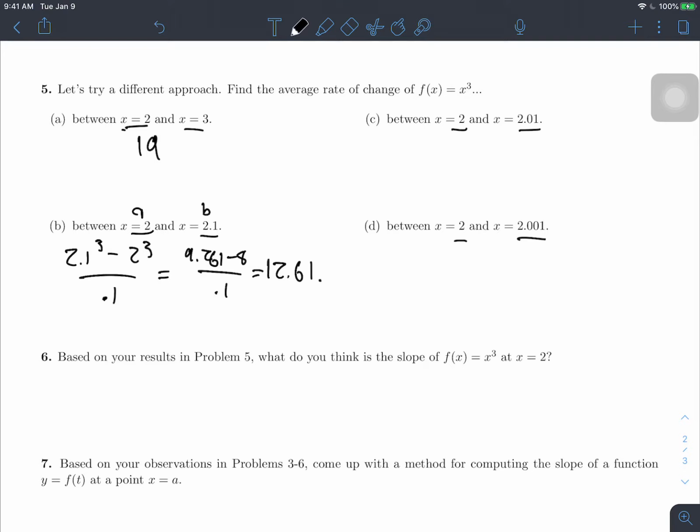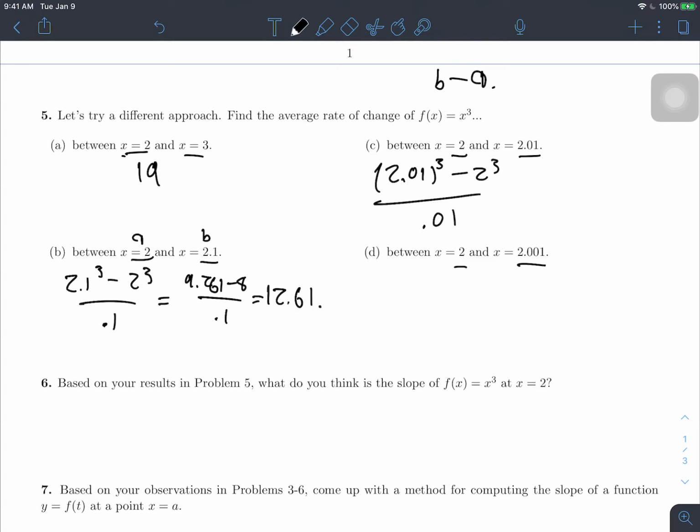Now let's do it again using part C. We're going to use an even smaller number that's closer to 2. 2.01 cubed minus 2 cubed divided by 0.01. And notice we have two things changing here. The numerator is changing because we're plugging in 2.01. And the denominator is also changing because the denominator, remember, is the difference between b and a. So if we change b, the denominator is also changing. So we have the top getting smaller, and we also have the bottom getting smaller. But what we're hoping to see is that the ratio is consistently showing us a pattern, that the ratio is approaching some number.